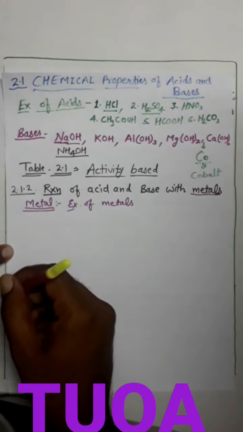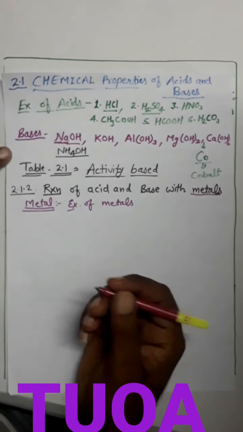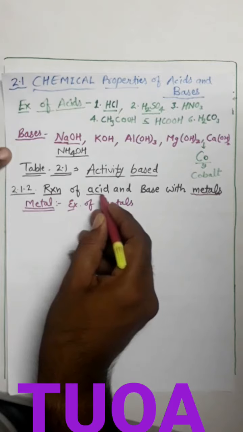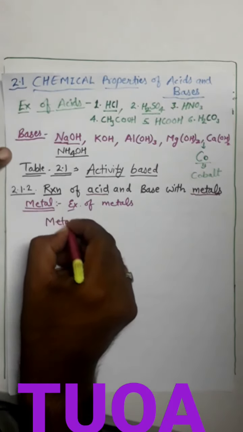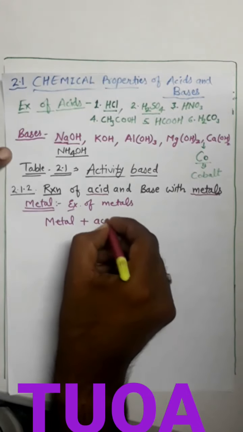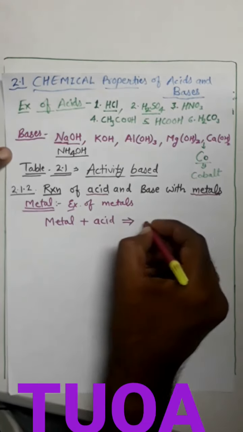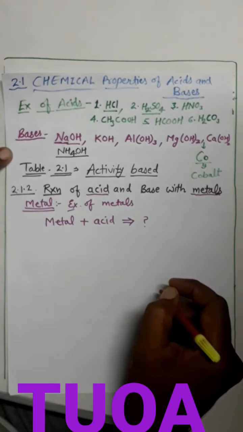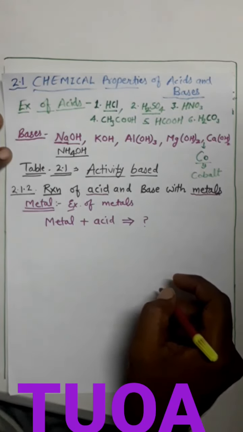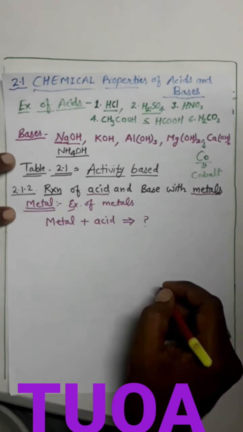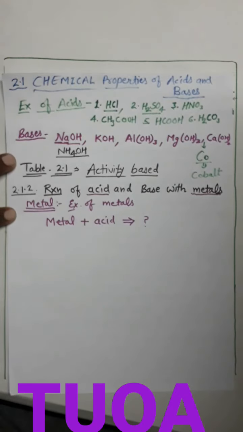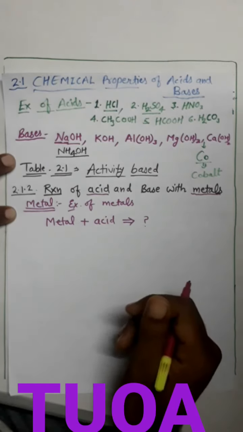Now, what happens when a metal reacts with an acid? Metal plus acid, what happens? Again, this question is activity based. Without performing the activity, you cannot predict what will happen or what the product will be.